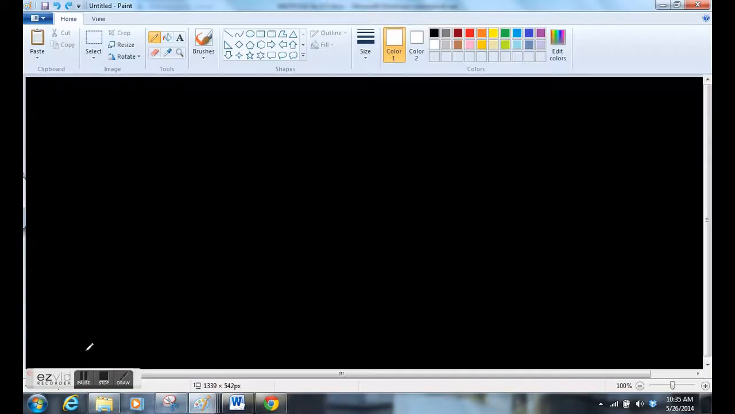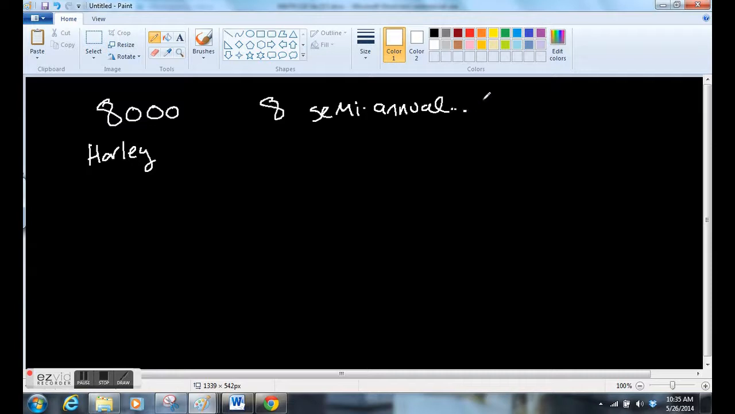So this is what this is saying. We're going to borrow $8,000 for our motorcycle. We're going to buy a very cheap Harley. I don't think you can actually buy a Harley for $8,000, but you're going to make 8 semi-annual payments. Imagine if the Harley dealership gave you a coupon book that had 8 little payment coupons in it, and it's compounded 12% semi-annually.